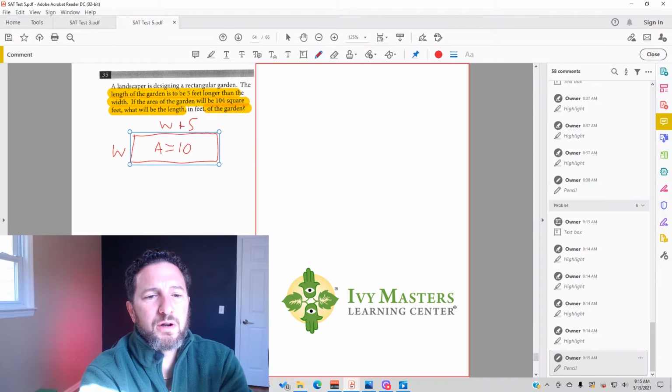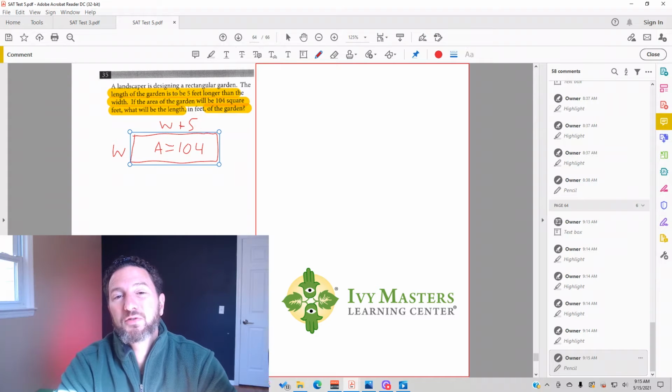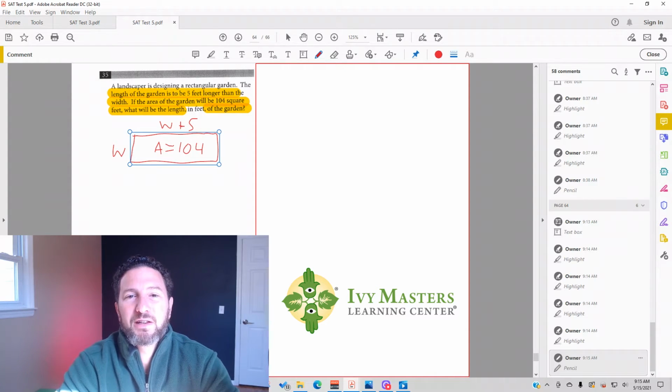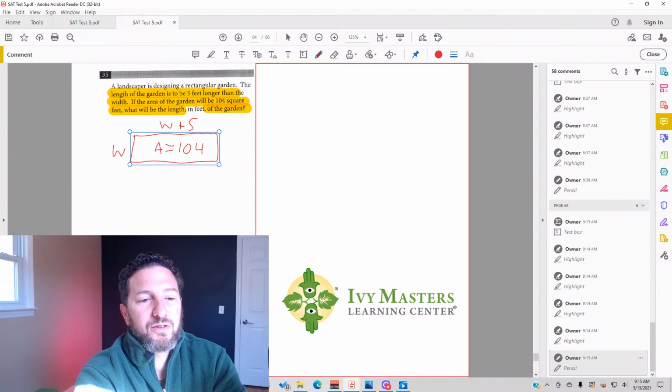A equals 104. And hopefully you know, and if you don't, it's on the first page of your math section. Even on test day, it'll be on the first page. The area for a rectangle is length times width. So we have A equals L times W. A equals, in place of L, I'm going to put W plus 5. And in place of W, I put W.